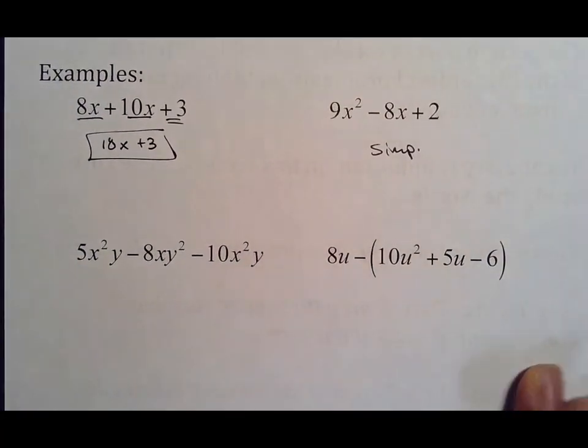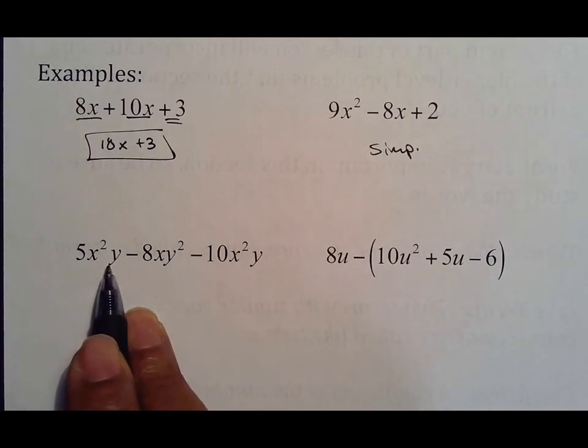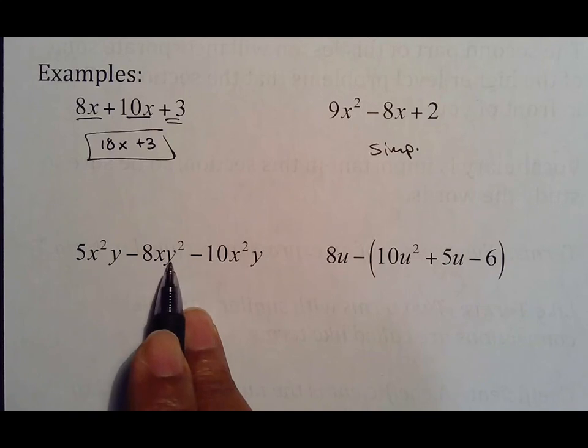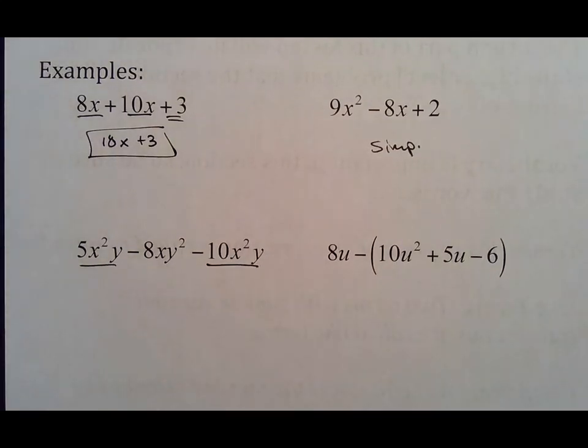The third one, 5x squared y minus 8xy squared minus 10x squared y, is your problem. What we have to do now is combine like terms, and so when we do that, we will look to see which ones are the same. These are not all the same. This has 2 x's and 1 y. This has 1 x and 2 y's. This has 2 x's and 1 y, which means your like terms are actually these two.